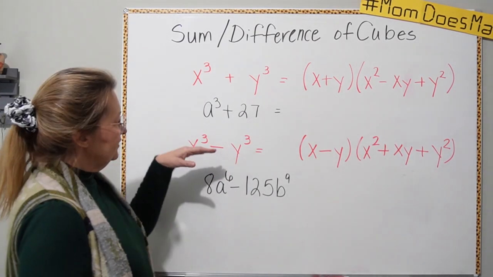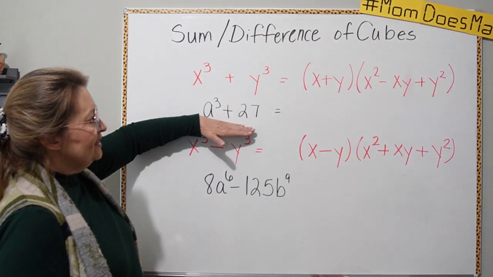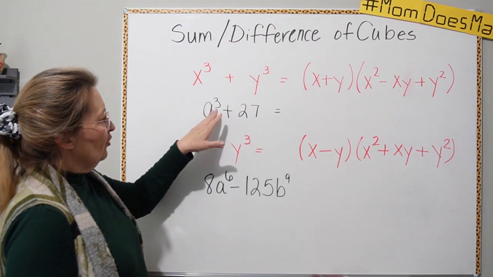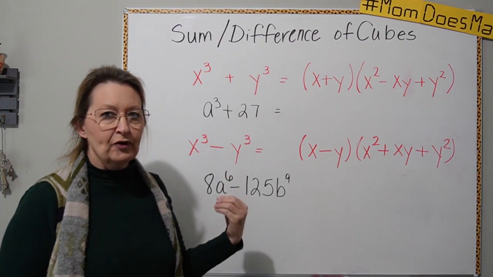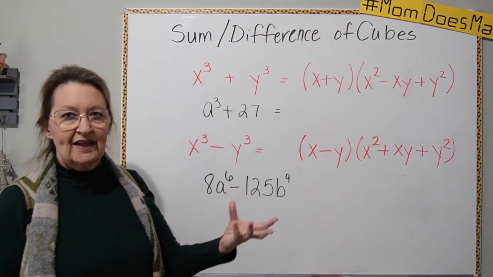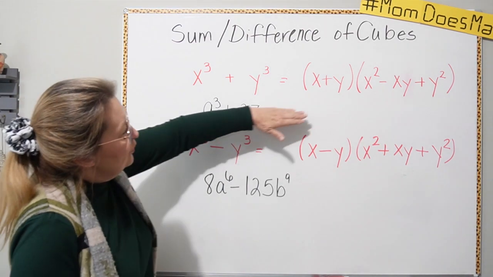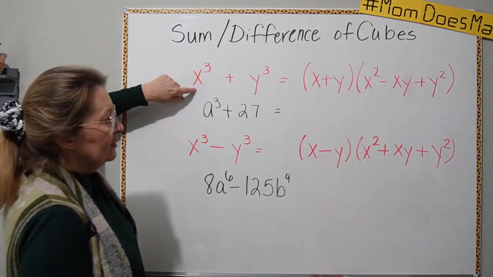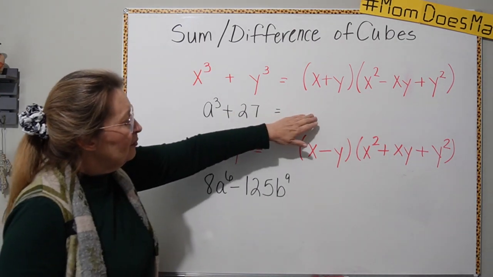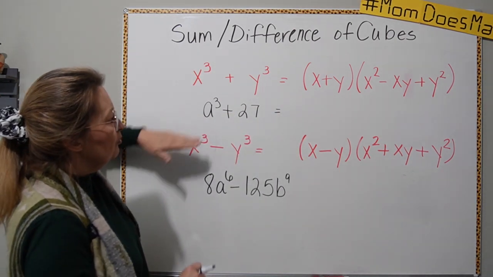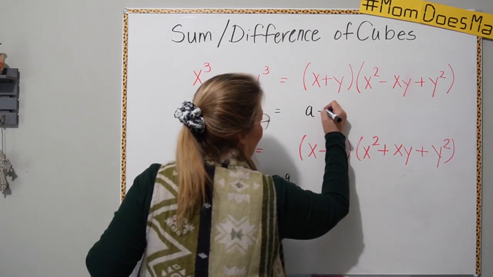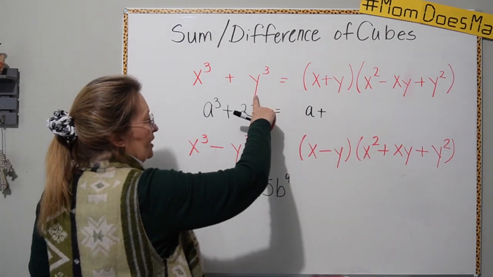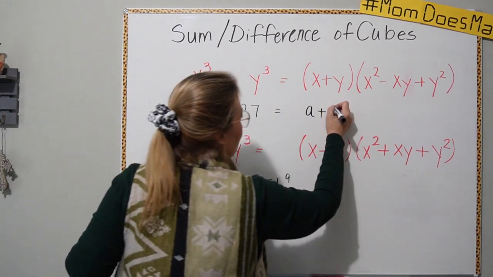Okay, let's step through a couple of examples now. A to the third plus 27. So first, do you have two perfect cubes? And yes, you do. As far as variables go, if your exponent is a multiple of 3, 3, 6, 9, 12, then that's a perfect cube. All right. So in your formula, the x now represents the root of x to the third. So my first number is going to be the root of this. The cube root of a is a. All right, now the same thing with y. This y is the cube root of this. So what's the cube root of 27? 3.